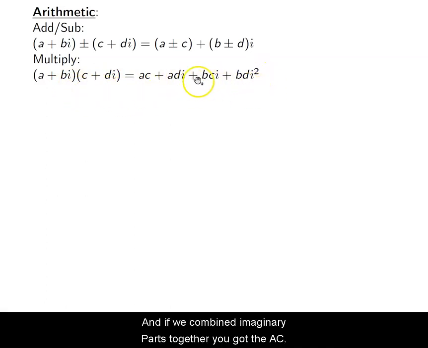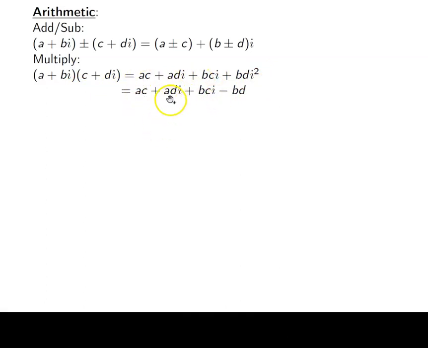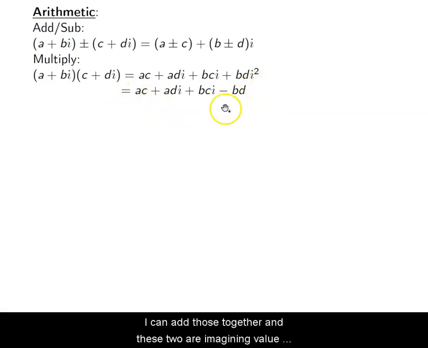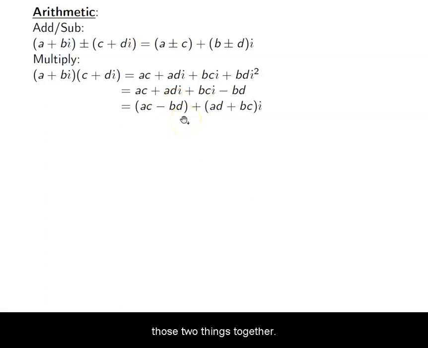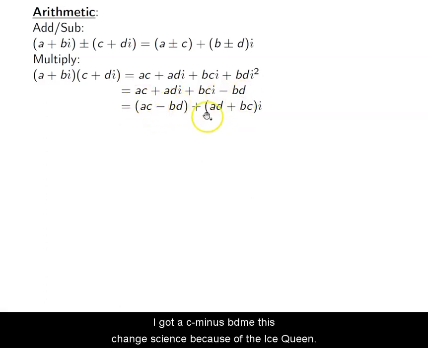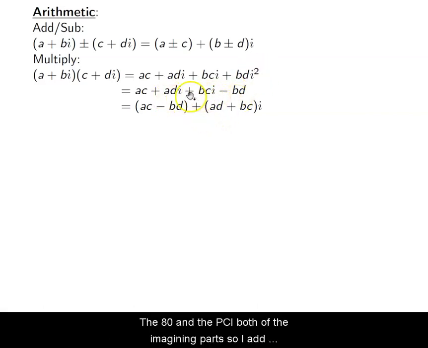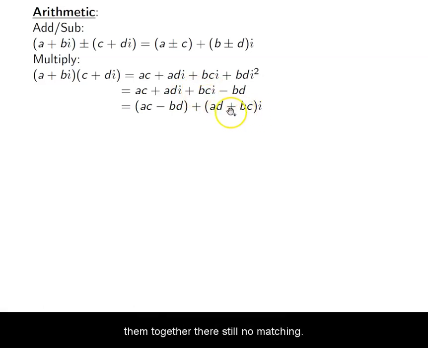And if we combine the imaginary parts together, we got the AC, ADI plus BC times I. Remember, I squared is -1, so this turns negative. So BD and AC are both real values, and I can add those together, and these two are imaginary values, so I can pull out the factor of I, or just think about it as adding those two things together, right? So I got AC minus BD. Remember, this changed signs because of the I squared. The AD and the BC are both of the imaginary parts, so I add them together. They're still an imaginary value, okay?